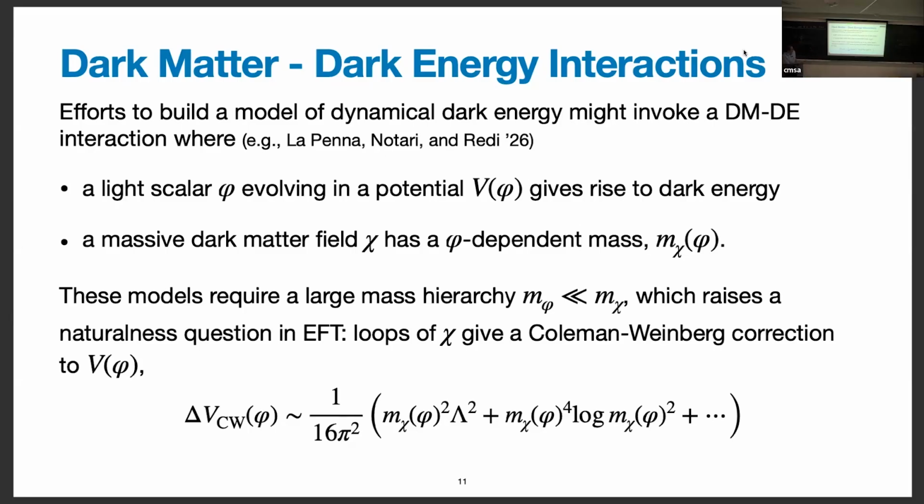And so there's a naturalness question, just as a low energy effective field theorist. When I see two fields that couple to each other and have very different masses, I start to worry that loops of the heavy field are going to raise the mass of the light field. And the concrete way that can happen is the Coleman-Weinberg potential. So you integrate out loops of chi, you get some effective potential for phi. It involves the mass squared as a function of phi multiplied by some cutoff squared, plus the mass to the fourth times a log, plus various other kinds of things. And so we just stared at this potential and thought about what might we like a model like this to do.